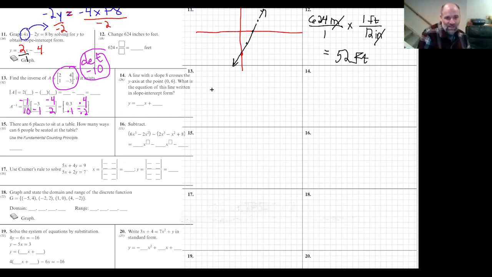What is the equation of the line written in slope-intercept form? Okay, slope of 8. So that's where the 8 goes, 8 over 1. And then the y-axis intercept is right there.